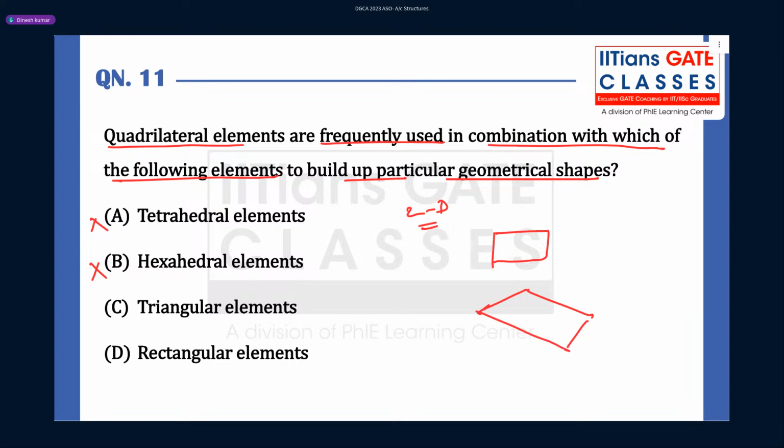Along with this quadrilateral element, the best combination is a 2D element, the triangular element. You can see this is how a mesh can be created. So this is for 2D meshing. So C is the correct answer, triangular elements.